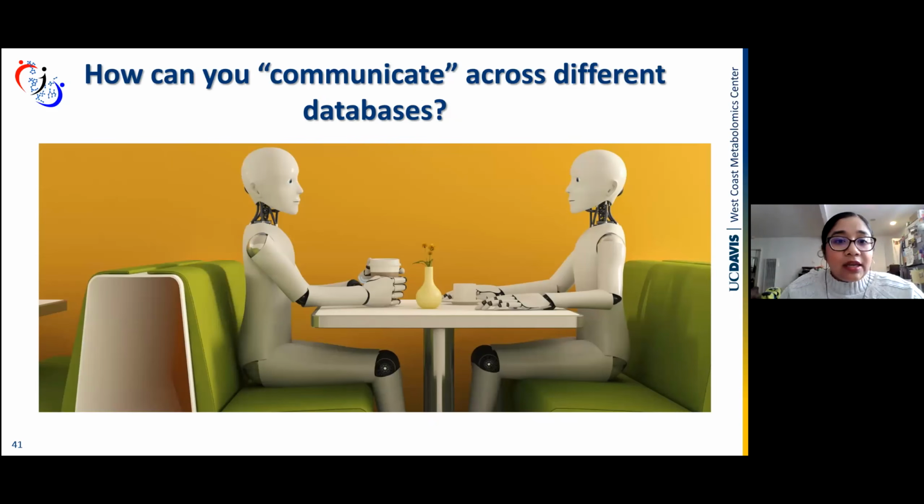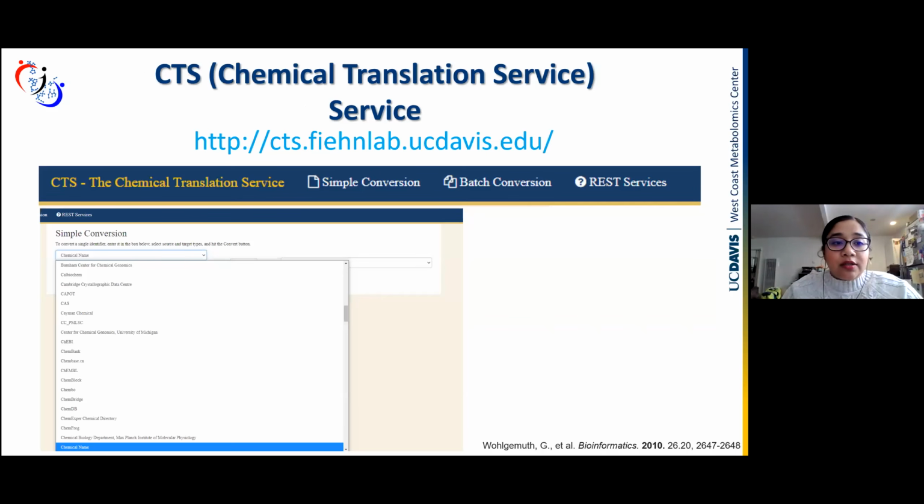And the last thing I want to hit on is how you can communicate across different databases. I've talked about a bunch of different databases, and all of these databases have different IDs. So if, as a researcher, you want to crosstalk between these different databases, there are options to do that. One is called CTS, the Chemical Translation Service.